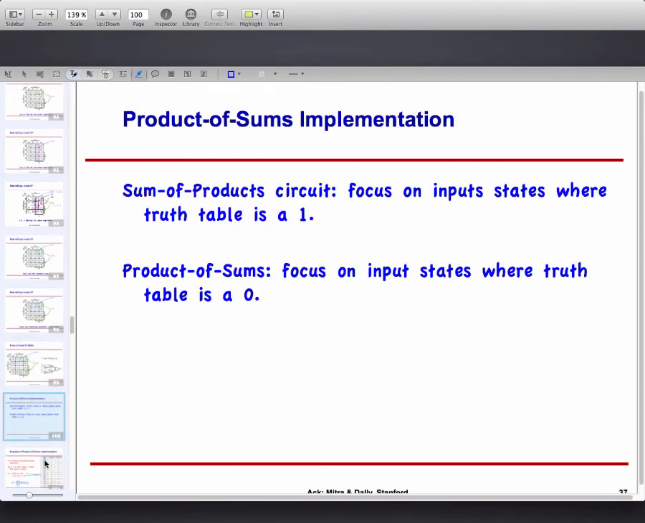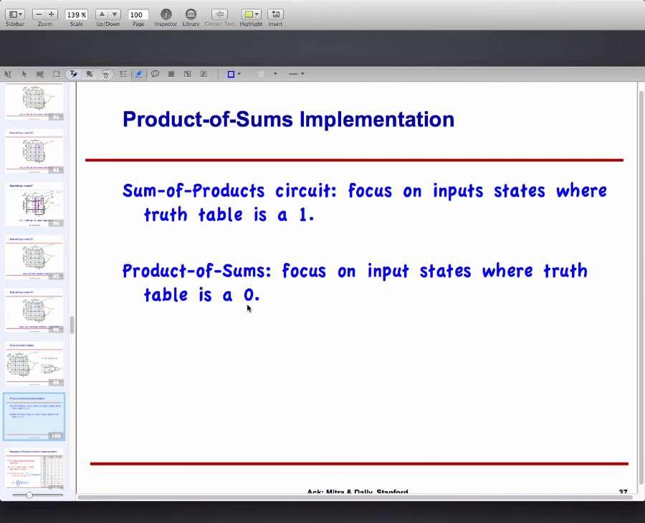Okay, so that was sum of products. And since everything is dual in nature, we also have product of sums. And the dual, instead of using minterm, we use maxterm. So the idea is that in sum of products, which we were doing thus far, we were focusing on whichever entries were 1 in the truth table. Now we are going to focus on entries which are 0. And this is the counterpart.